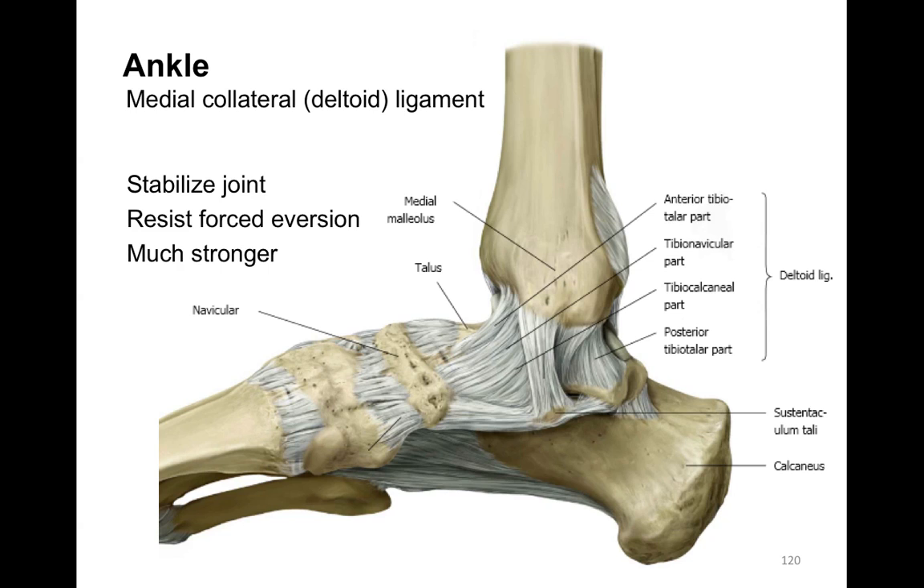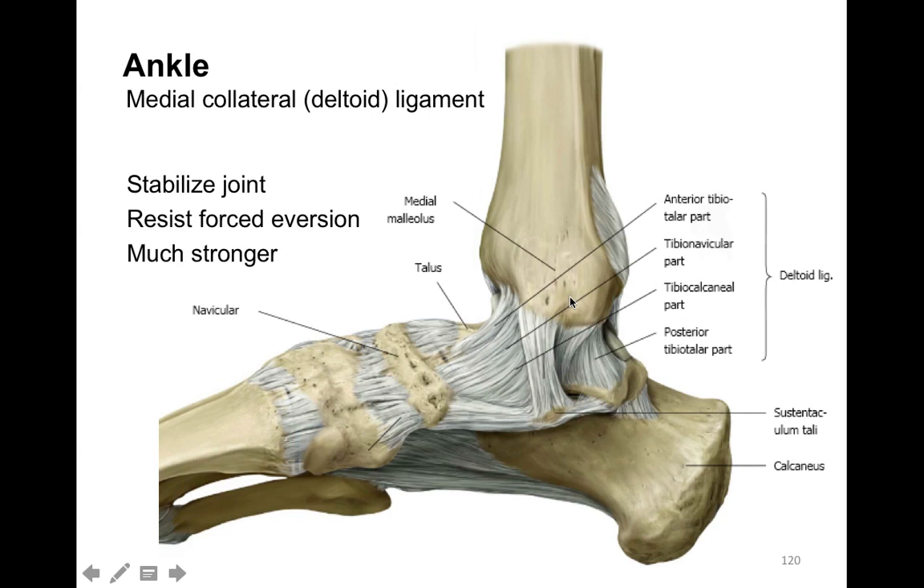Here are some of the ligaments of the ankle. Let's begin by looking at the medial collateral ligament, also commonly known as the deltoid ligament. These are the portions of the deltoid ligament: anterior tibio-talar, tibio-navicular, tibio-calcaneal, and posterior tibio-talar. All four of these portions come together to form a triangular-shaped ligament known as the deltoid ligament.